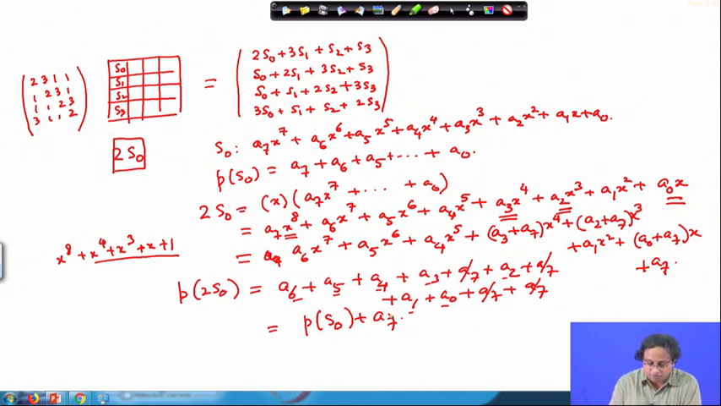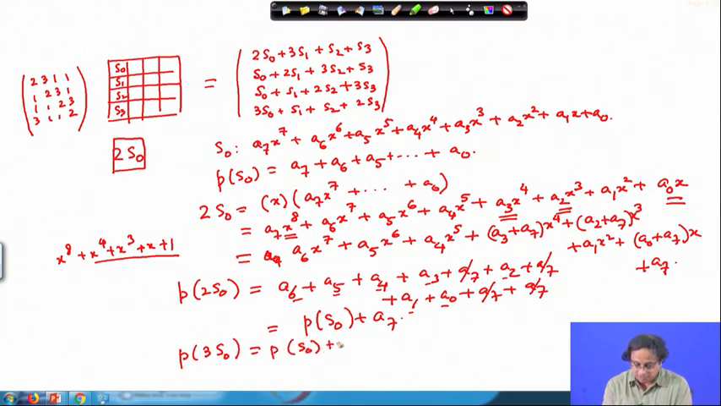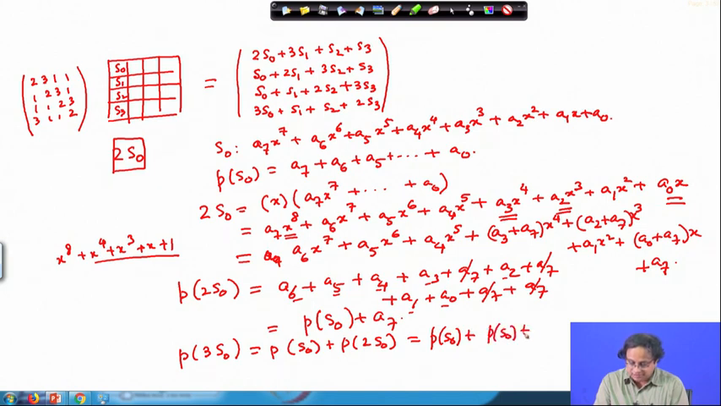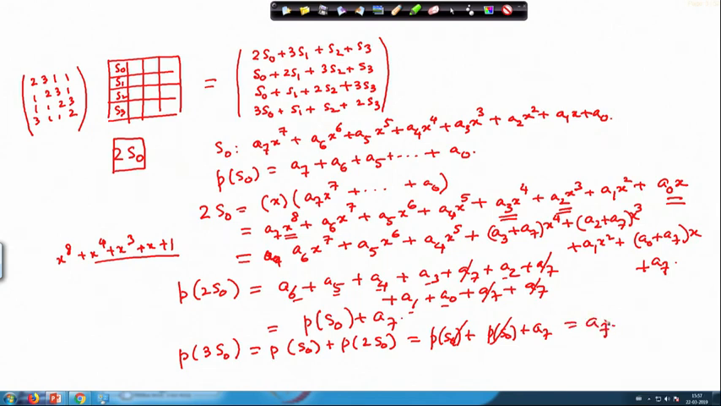So, the parity of this column can be easily written in this way. Also note that the parity of 3S0 can be easily derived as the parity of S0 plus the parity of 2S0, because parity is linear. Therefore, I can write this as parity of S0 plus parity of S0 plus A7, and that is just A7. So, if I want to calculate the parity of this column, let me write it here as a big parity.